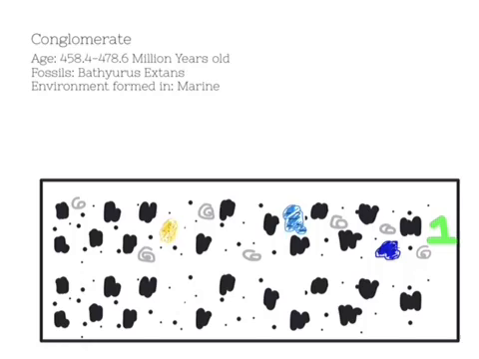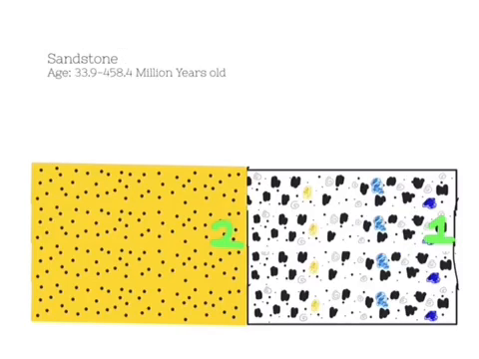The first layer formed is a clastic rock with rounded fragments in it. It also has inclusions of shale, sandstone, and also limestone. The fossils in this rock layer, Bathyris, tell us that it was formed in a marine environment from 458.4 to 478.6 million years ago.